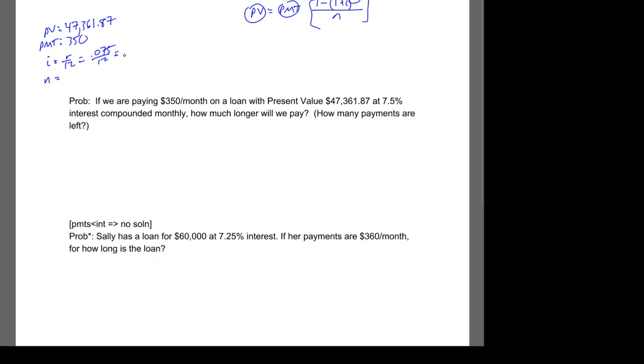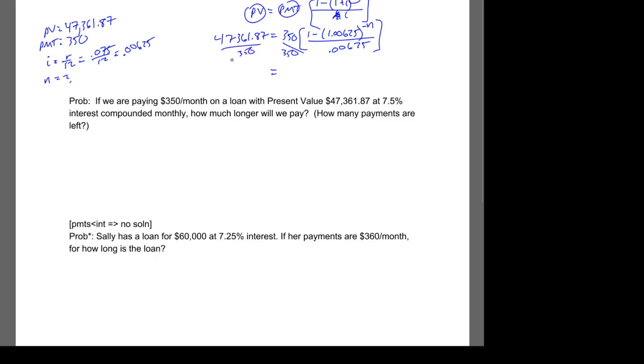0.00625. Oh, I love it when they're even. And then n, we don't know. So we just plunk in the numbers. 47,361.87 is 350 times 1 minus 1.00625 to the minus n over, that's I, sorry, 0.00625. So the first thing is divide both sides by 350. So divide that by 350 and divide that by 350.